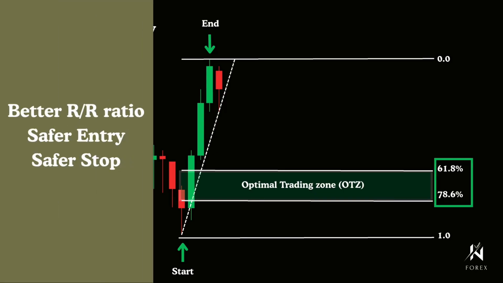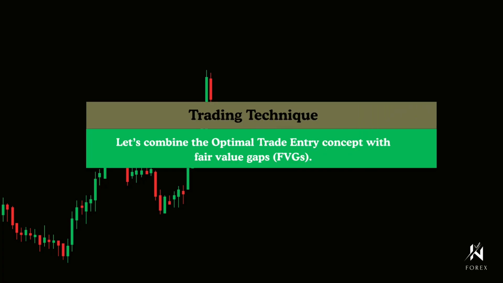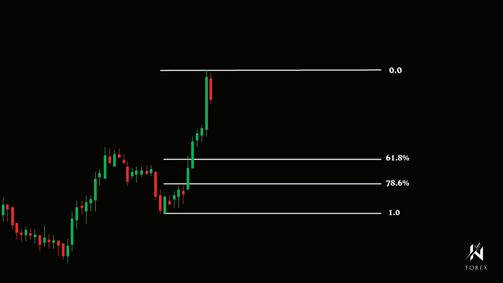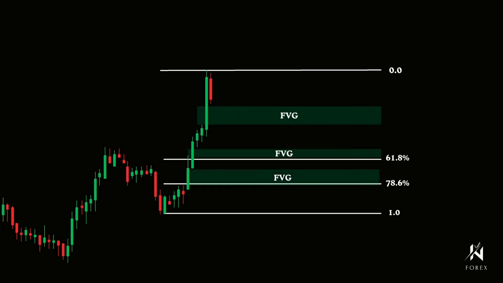To take this further, let's combine the optimal trade entry concept with fair value gaps, FVGs. Imagine a clear uptrend where we patiently wait for a pullback to enter a long trade at a better price. If the price dips below a certain level, it could signal waning momentum and threaten the uptrend. By applying the Fibonacci retracement, we define the correction zone and highlight the OTZ. Looking to the left on the chart, you'll notice the recent impulsive move has created multiple fair value gaps, one of which coincides with the OTZ.